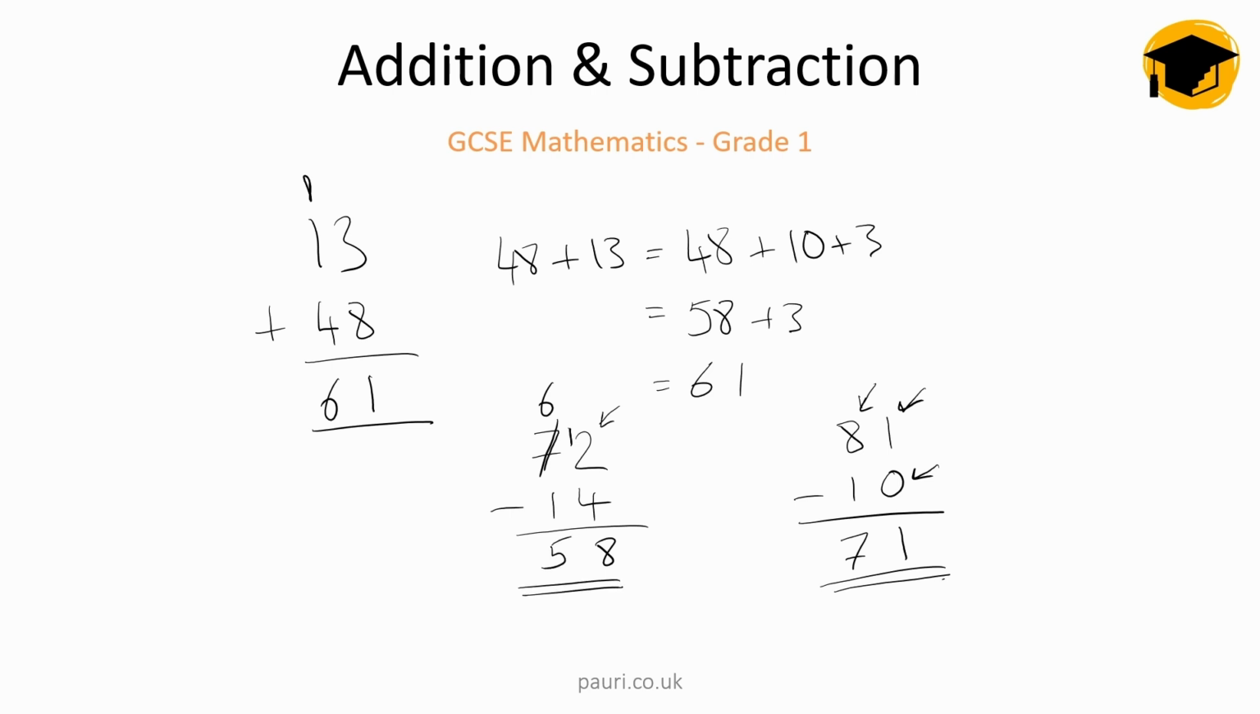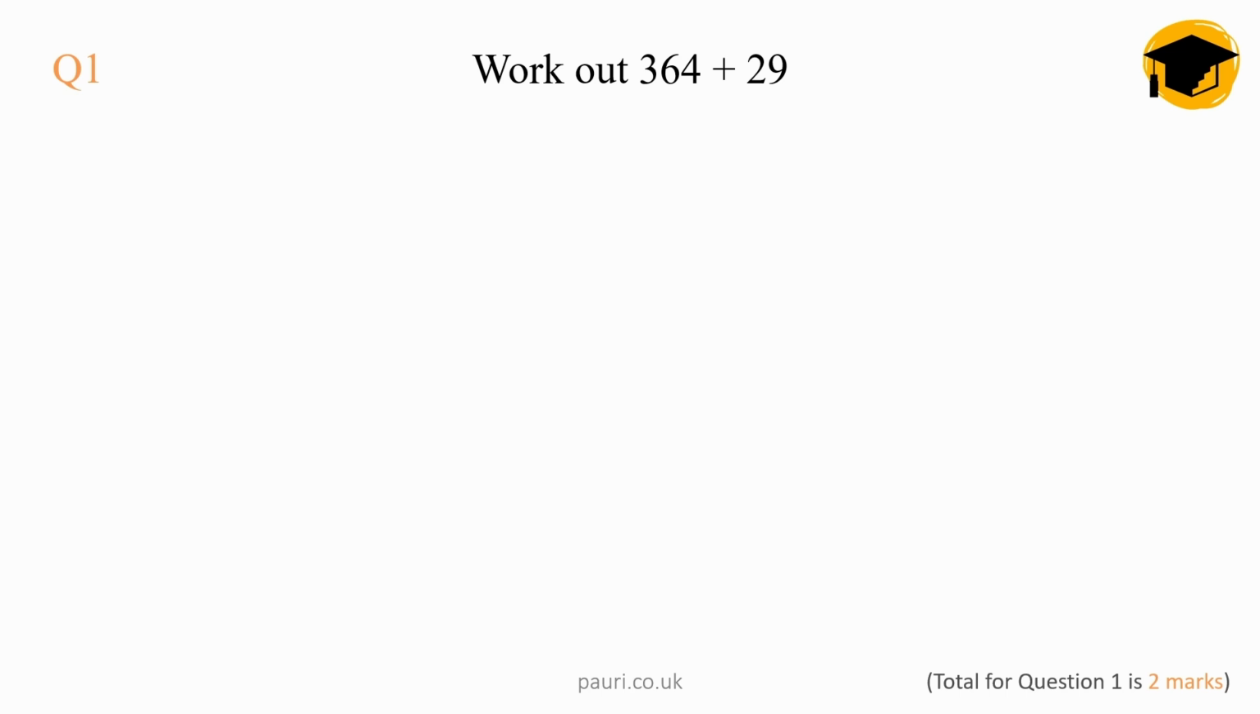So let's have a go at question 1. Work out 364 plus 29. Let's get the setup correct first. So once we've written it down, give yourself ample space. Start with the right hand side, top right. 4 plus 9 is 13. So I've got 3 in my single digits and 1 in my tens digits column. 6 plus 2 is 8 plus 1, which is 9. And then 3 plus nothing is just 3.